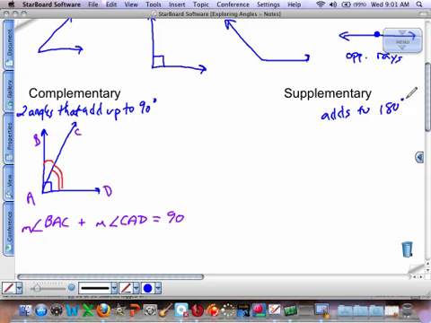Now I want you to stop and think about that for a minute. If it adds up to 180 degrees, what shape did I just create? We've already somewhat talked about this morning. Yeah, it's just a straight line.